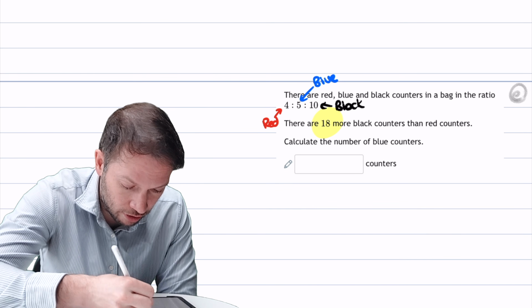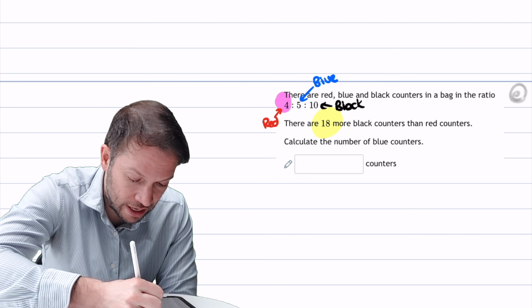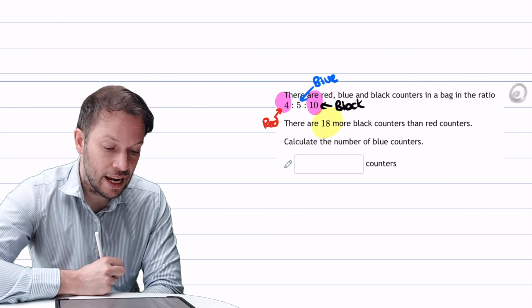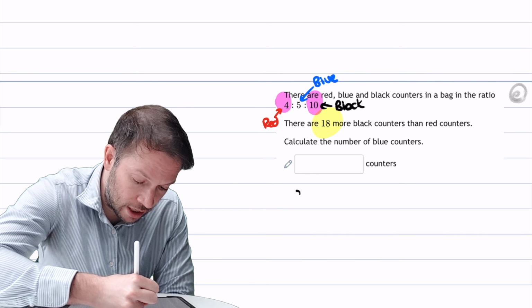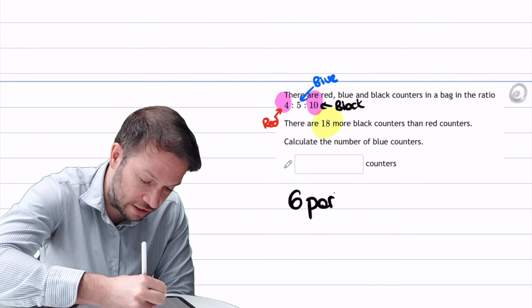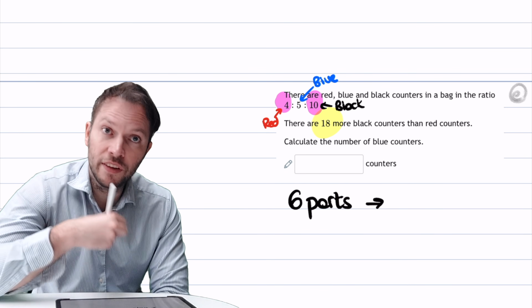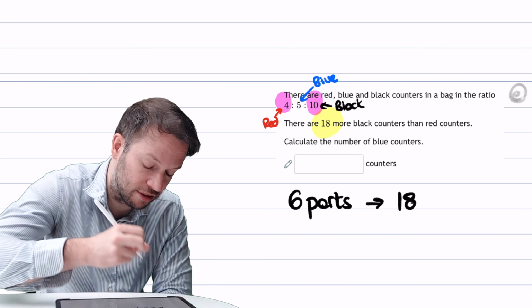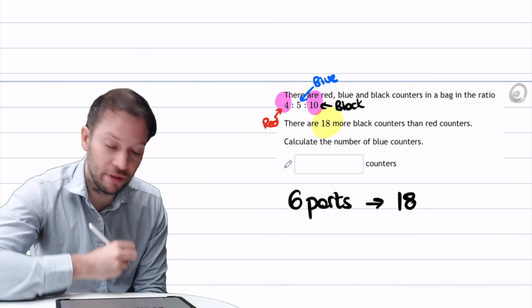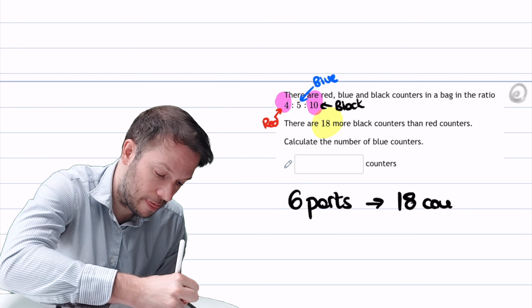We can see there are 4 parts red counters and 10 parts black counters. And the difference between those number of parts is 6. So the difference in the number of parts is 6. And that represents the difference in the number of counters, which we're told is 18 counters. So 6 parts represents 18 counters.